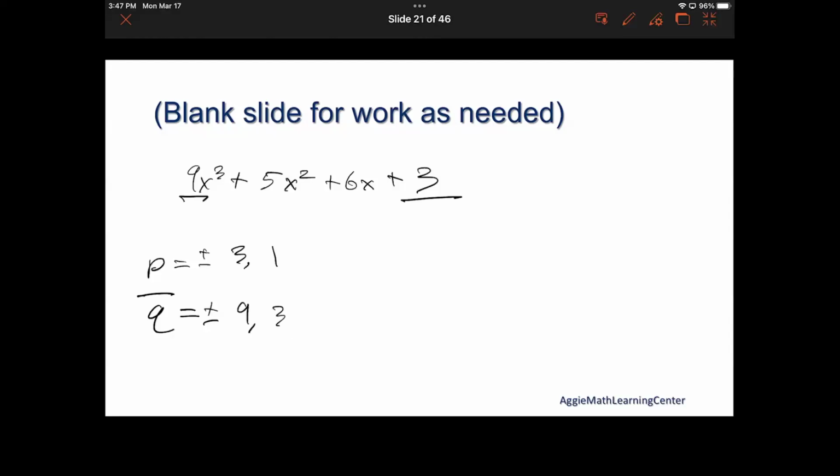So anything that can divide into 9, which will be 9, 3, and 1. So all the possible zeros are all of these combinations.